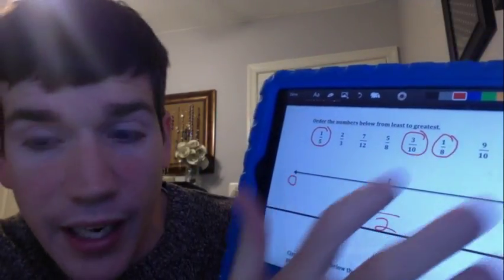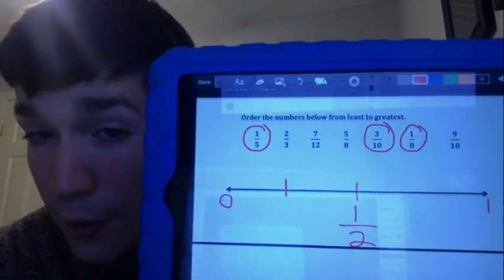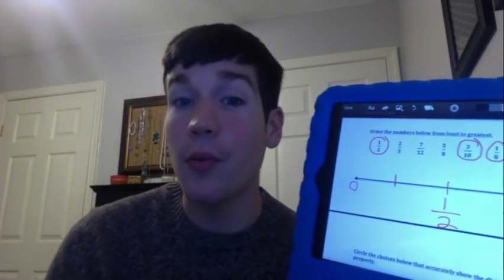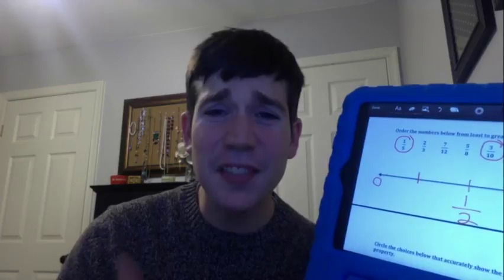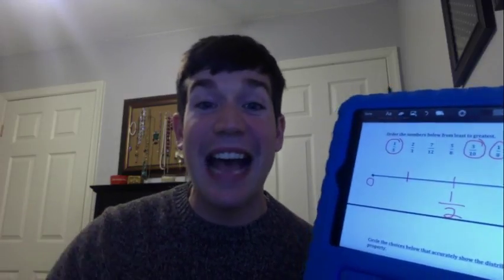So I have 1/8. One thing I'm going to do is I'm going to put a mark here, because remember that's one of our benchmark fractions. That's 1/4. Well, I know that the number 1/8 is smaller than 1/4 because it's split into more pieces. Therefore, the pieces are smaller. And actually, 1/8 is exactly half of 1/4.